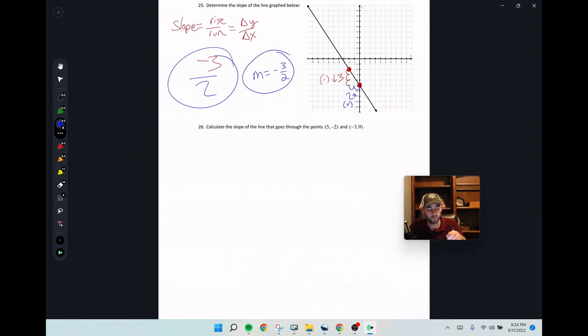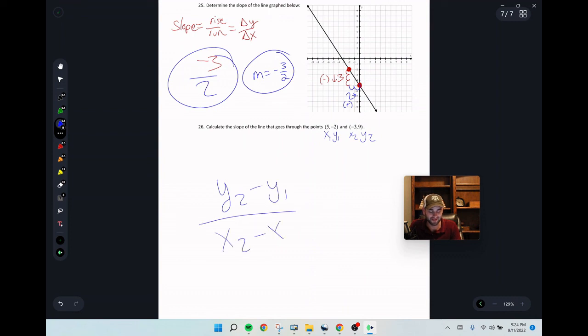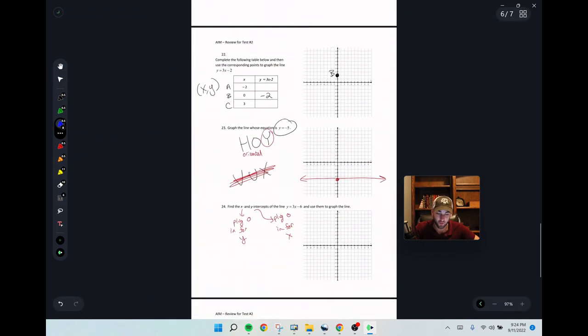Calculate slope through 2 points. Give you a hint. We've got x1, y1. We've got x2, y2. We've got a nice little formula that says y2 minus y1 over x2 minus x1. That's just 2 subtractions and 1 division. You got that. I believe in you. Oh, that's the whole review.